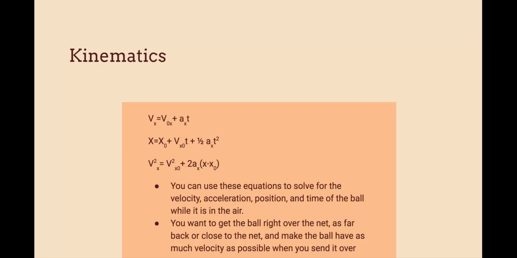You can use kinematics to solve for the velocity, acceleration, position, and the time of the ball while it's in the air. And then to optimize each of your contacts, you want the ball right over the net, as far back or as close to the net, and you want the ball to have as much velocity as possible when you send it over to make it as difficult for the other team to receive.